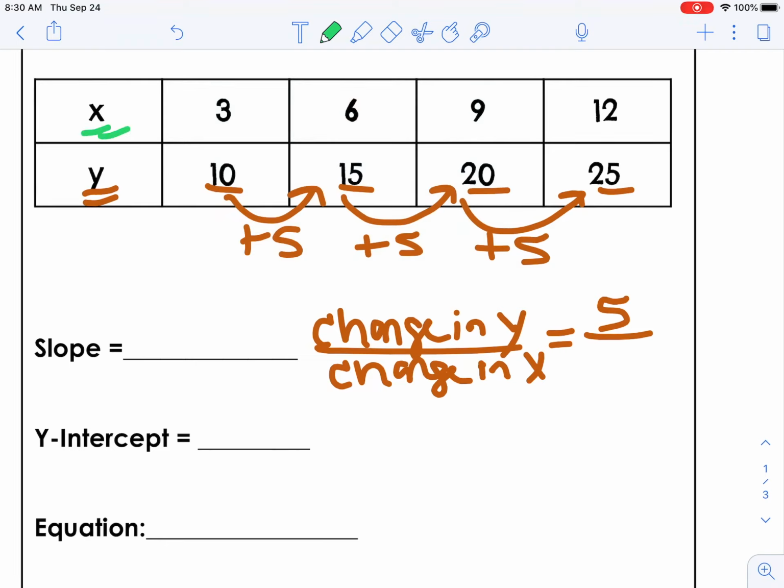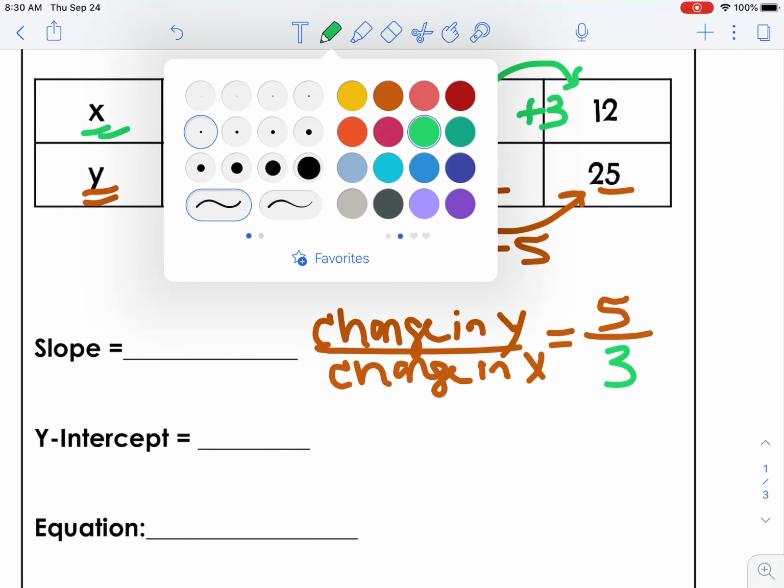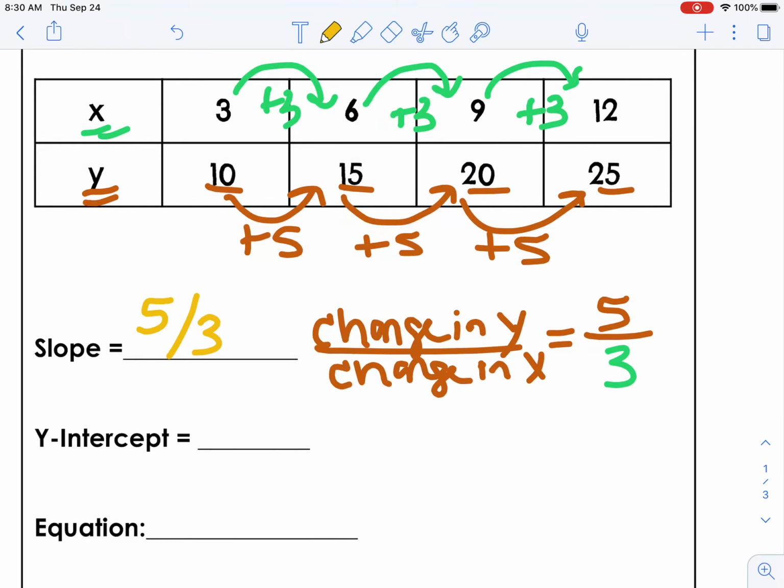Your change in x's. So here's the x's. From 3 to 6, I have to add 3. From 6 to 9, I have to add 3. And from 9 to 12, I have to add 3. So that change is 3. So my slope is 5/3. This fraction does not reduce.